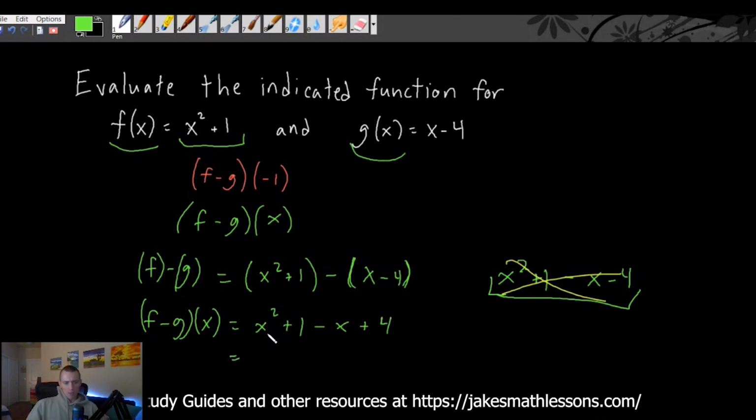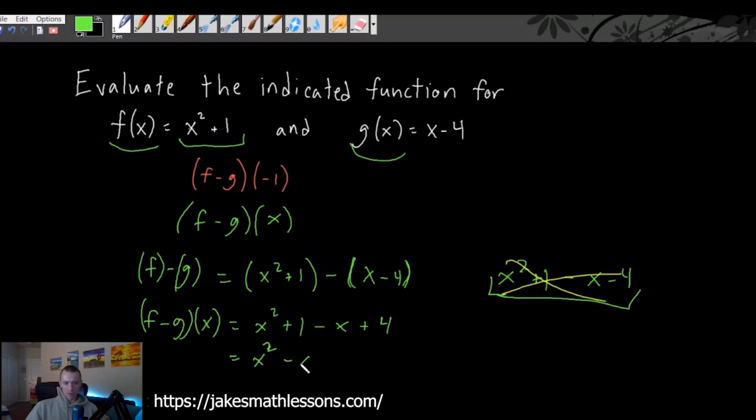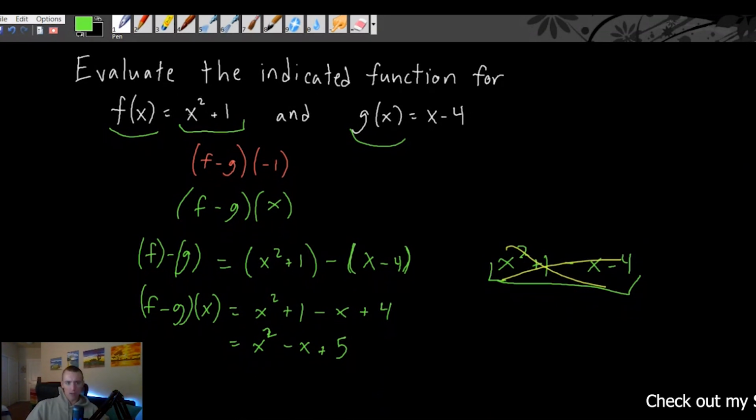Okay, so now we can combine our like terms. We have an x squared term. That's not going to be able to combine with anything. We have a minus x term that also won't be able to combine. But then we have a +1 and a +4. So we can add those together, giving us +5. So this is our generic f minus g of x.